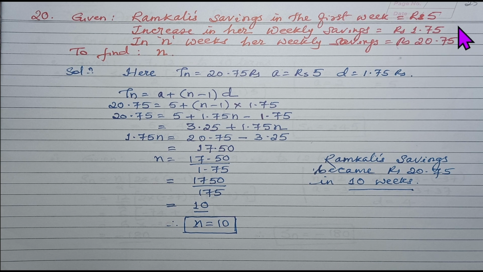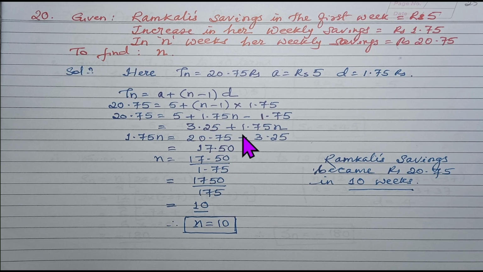So let us understand this. Again, the nth term is given to us as 20.75 rupees. A is rupees 5, and the increment, that is the D, is 1.75. Now use the formula Tn is equal to A plus n minus 1 into D and substitute the values, that is Tn is equal to 20.75, A is 5, plus n minus 1 into 1.75.